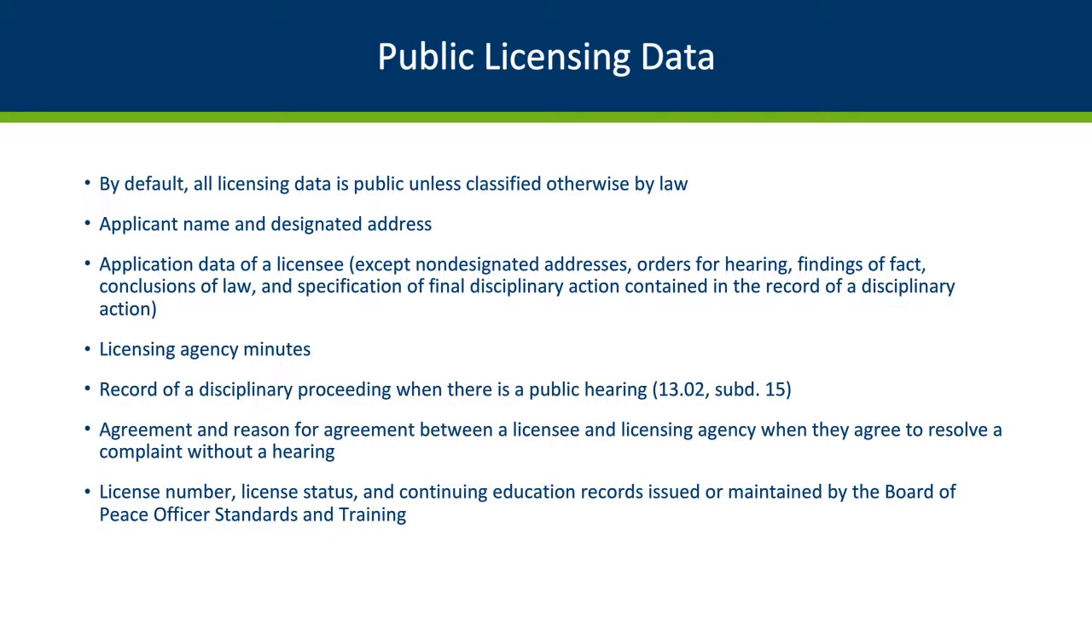Licensing agency minutes are also public. When there is a public hearing, the record of the disciplinary proceeding is public as well. If a licensee and the licensing agency agree to resolve a complaint without a hearing, then their agreement and reasons for the agreement are public. License numbers, license status, and continuing education records issued or maintained by the Board of Peace Officer Standards and Training are also public data.